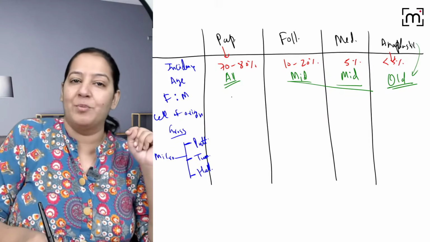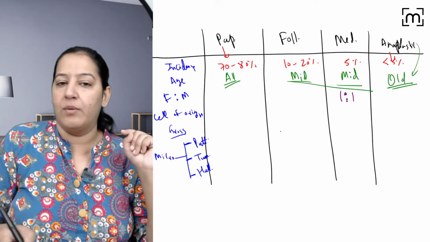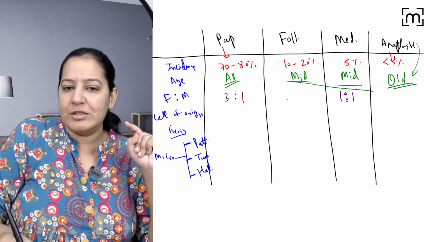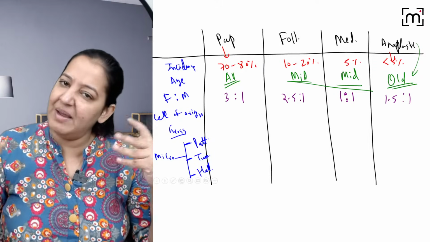Now tell me female to male. So only medullary is 1:1. Male and female equal. In the rest, female is more common. Here it's 3:1. Here it's 2.5:1. And here 1.5:1. Everywhere female is more common.